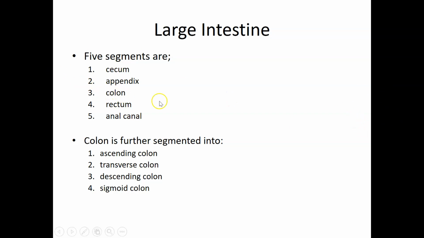Now, the colon can be further subdivided into different segments, and that starts with the ascending colon. In the ascending colon, material moves up the right side of the abdominal cavity. Transverse colon moves material from the right to the left side. Descending colon, in which material is moving down along the left side, and sigmoid or S-shaped colon.